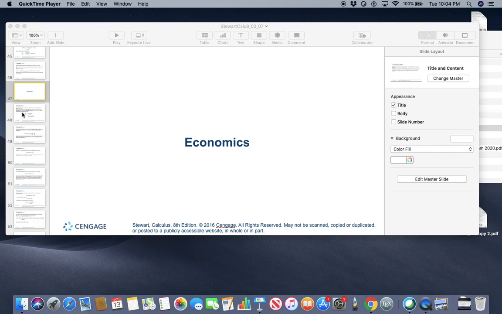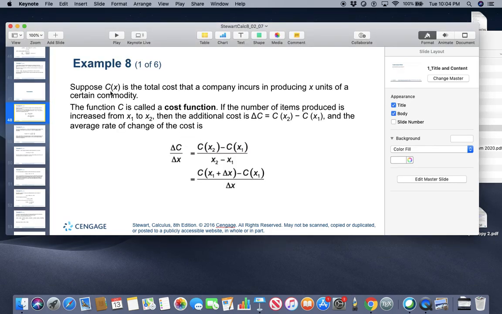So now we look at examples from economics. Suppose C(x) is the total cost that a company incurs in producing x units of a certain commodity. The function C is called the cost function. If the number of items produced is increased from x1 to x2, then the additional cost is ΔC, C(x2) minus C(x1). So as always, change in cost from x1 to x2, C(x2) minus C(x1).